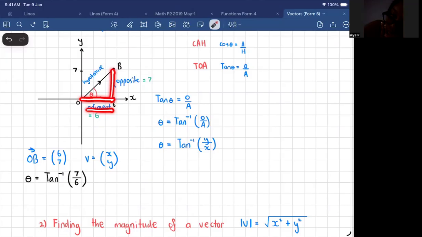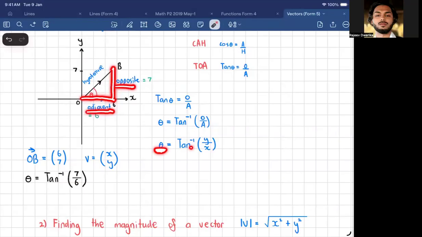I said that once you have a position vector, the horizontal component would be the adjacent, and the vertical component would be the opposite. Right. So you can come up with this generalized formula. If you want to find the angle, it's just simply tan inverse of y over x. And if I use our formula, y is 7, so I get 7, x is 6, so 7 over 6. Understand?